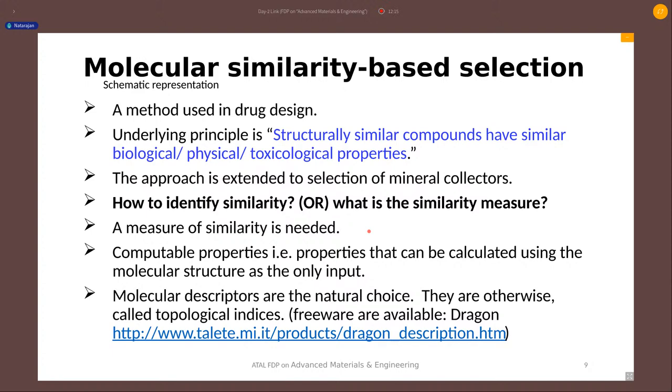To calculate the measure of similarity, we thought about molecular descriptors, which are already being used. Molecular descriptors are numbers generated from the molecular structure for a given molecule. These molecular descriptors take only the molecular structure as an input. To give the input of the molecular structure, it is normally converted into a line code. We call it a line entry system. And using that, they calculate the molecular descriptors. There are software packages available to calculate the molecular descriptors, and several research groups have their own molecular descriptor calculators. Even our group has a molecular descriptor calculator.